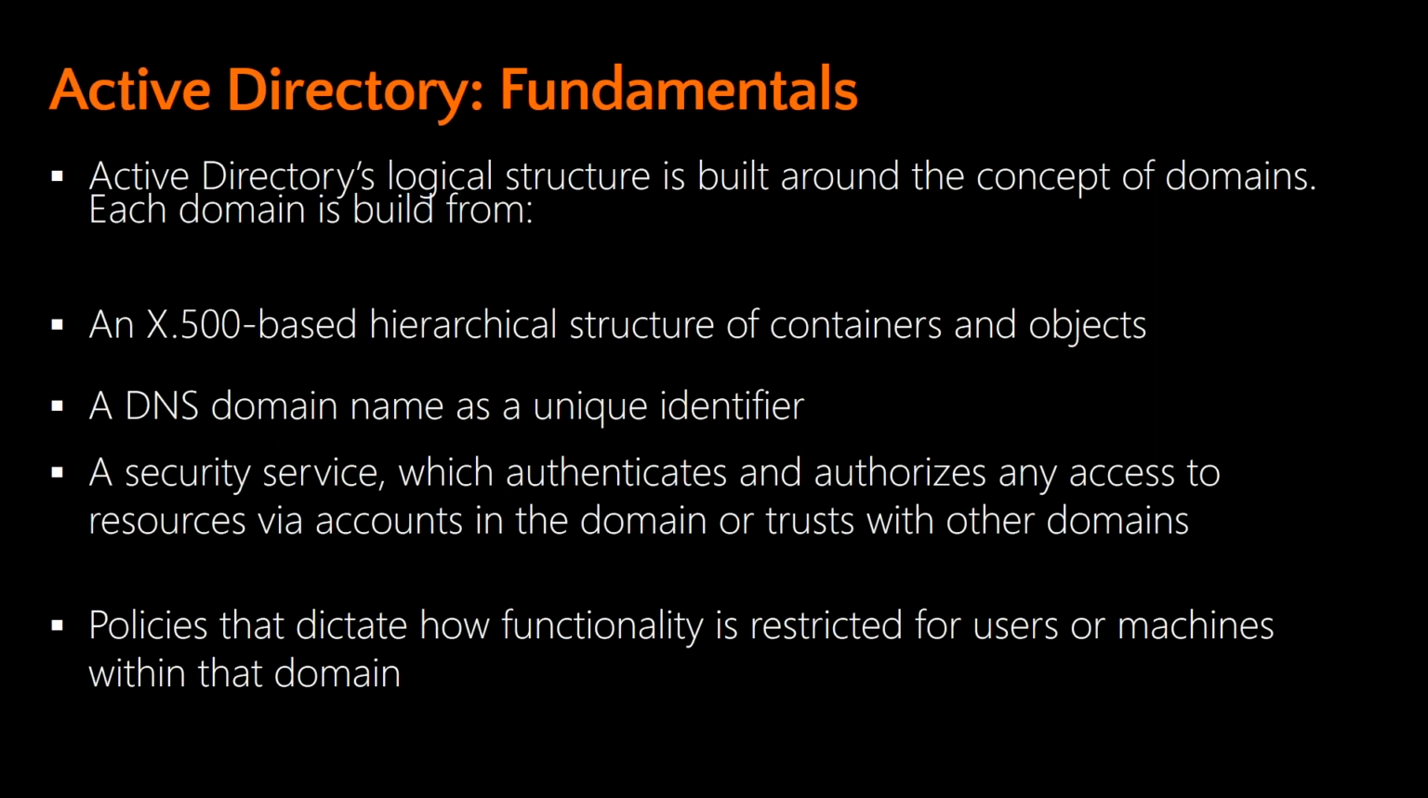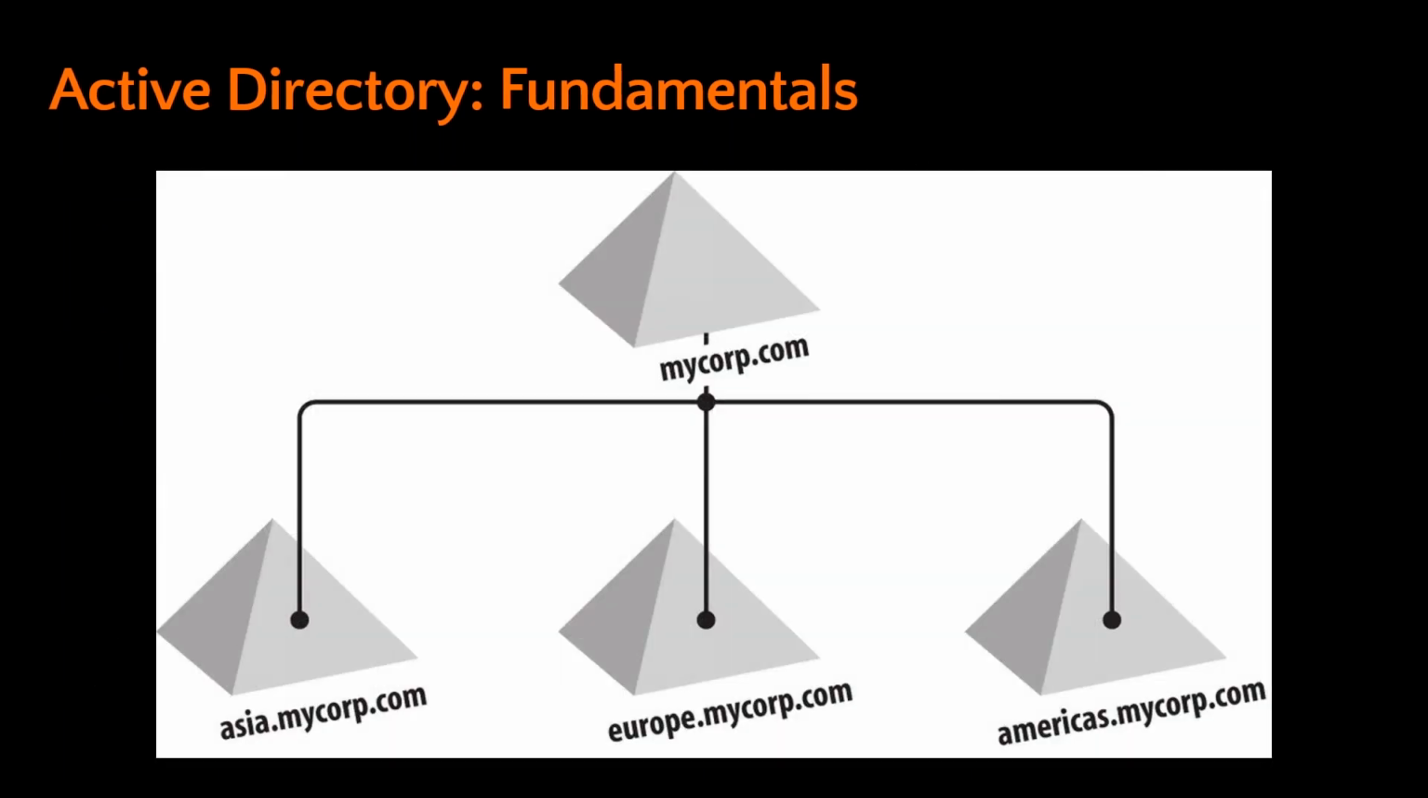So let's move a little bit. This is one Active Directory forest. mycorp.com is a forest root domain, and it has 3 child domains: Asia, Europe, and Americas. Because those domains lay inside a single forest, they've got transitive trust.